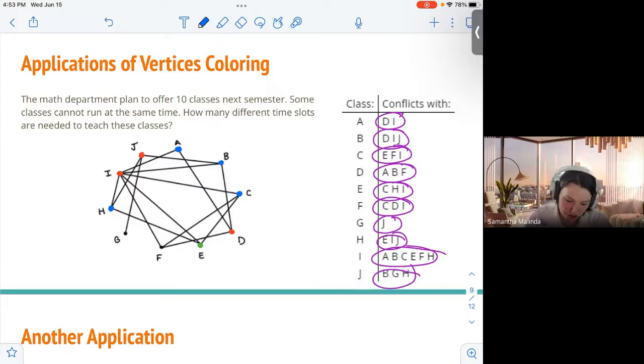F is connected to a blue and a red vertex, but not connected to a green. So that was a good thing. We created a second or third color. And then G is only connected to red. So it could be blue or green, but the chromatic number still stays the same. So it's okay to have different colorings, but as long as your chromatic number is the same, that is okay. So the chromatic number is 3. So it's okay if your coloring does not look the same as mine, as long as your chromatic number is the same.